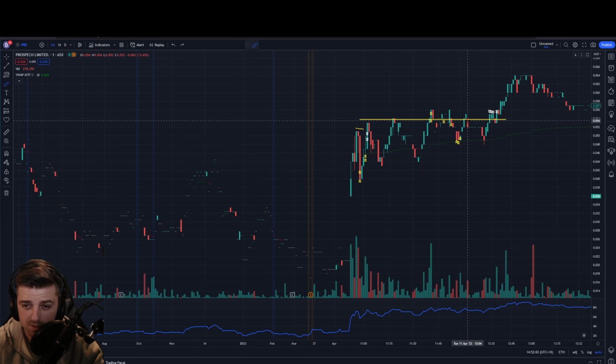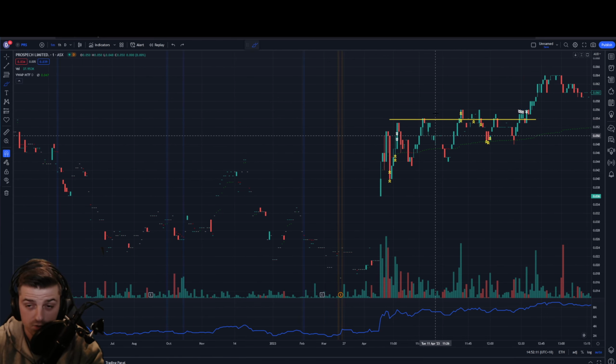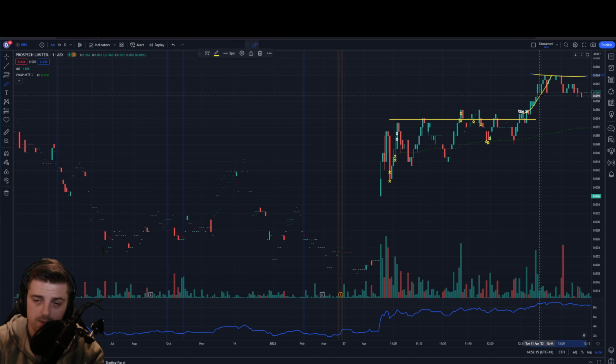I wasn't too fond of this retest of VWAP, and I was just like, I'm just going to get any excuse I can to just get out of this thing, just retest. It looked like it was struggling to break out, and of course after I sell it, it manages to pop, but it is what it is.